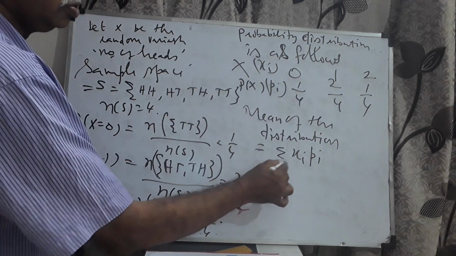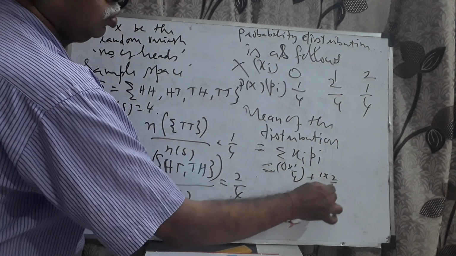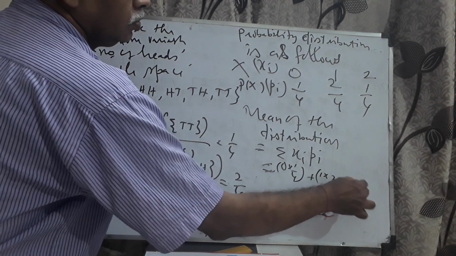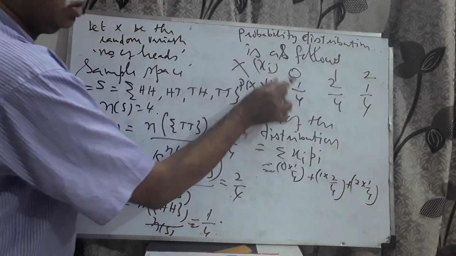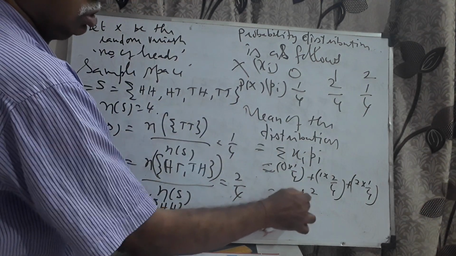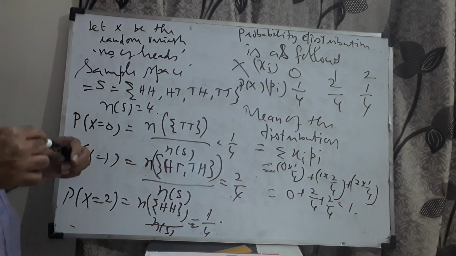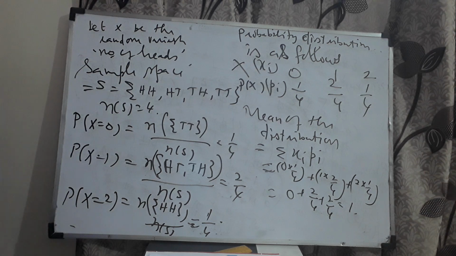Therefore here it is equal to 0 into 1 by 4 plus 1 into 2 by 4 plus 2 into 1 by 4. That is 0 plus 2 by 4 plus 2 by 4, which reduces to 1. Therefore the mean of the distribution is nothing but 1.